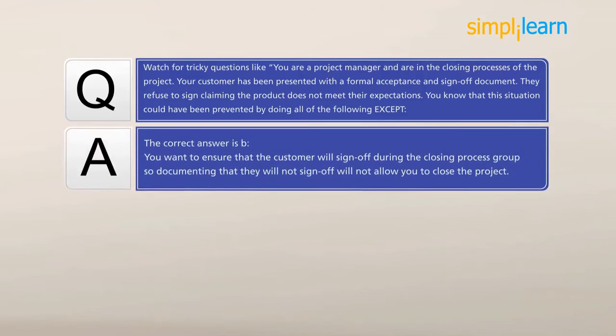The correct answer is B. You want to ensure that the customer will sign off during the closing process group, so documenting that they will not sign off will not allow you to close the project.